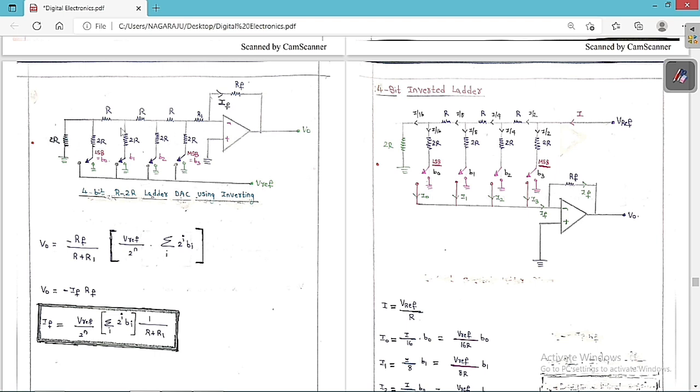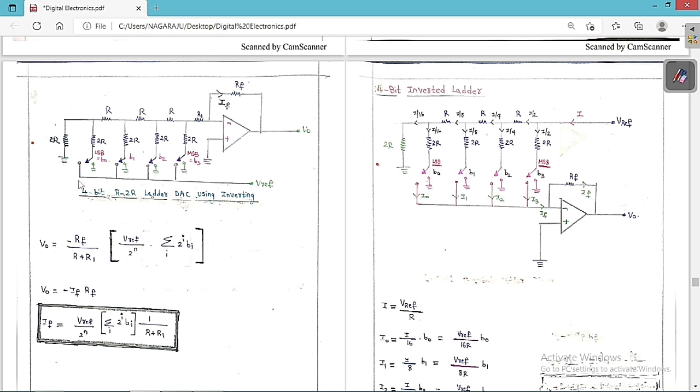R plus R is 2R, and again 2R in parallel becomes R. R plus R, 2R, becomes R. Again R plus R, 2R, becomes R. So the equivalent resistance across these terminals is R. Therefore the overall input resistance is now R plus R1.